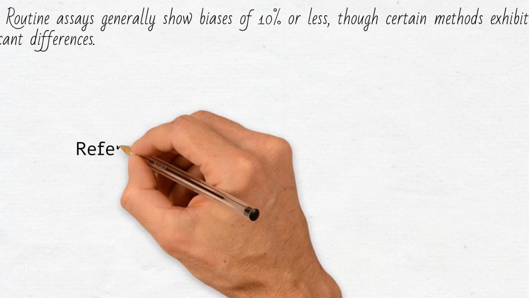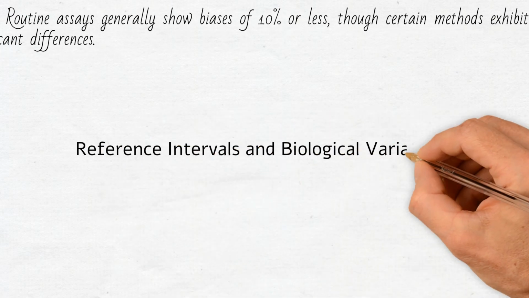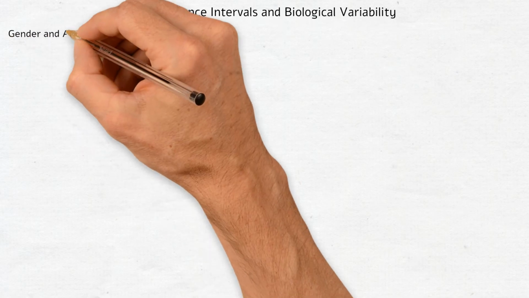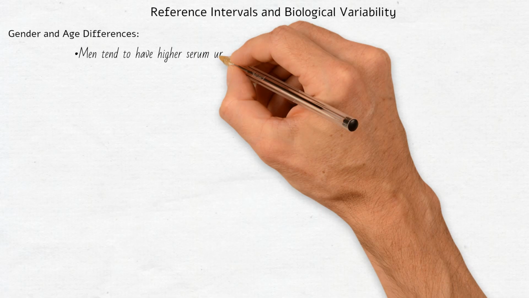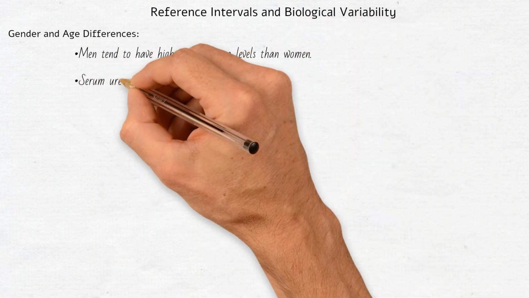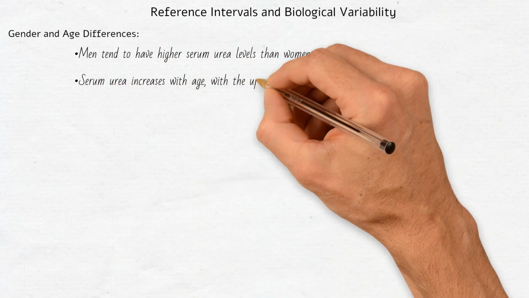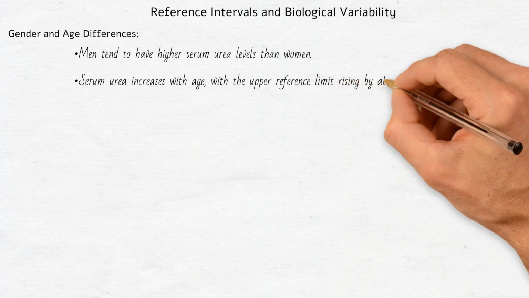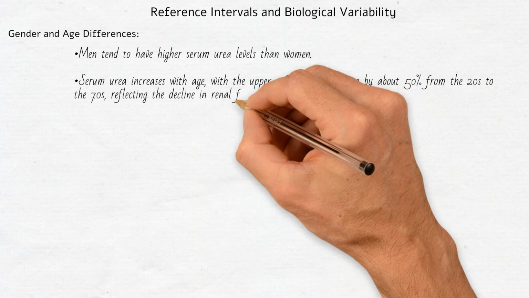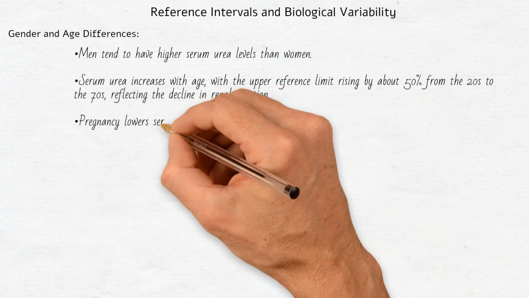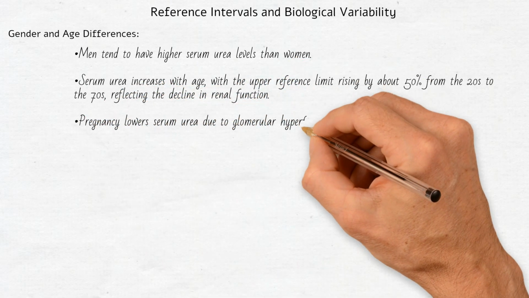Reference intervals and biological variability. Gender and age differences. Men tend to have higher serum urea levels than women. Serum urea increases with age, with the upper reference limit rising by about 50% from the 20s to the 70s, reflecting the decline in renal function. Pregnancy lowers serum urea due to glomerular hyperfiltration.